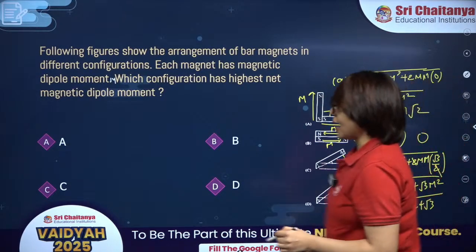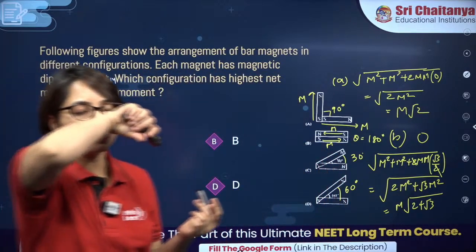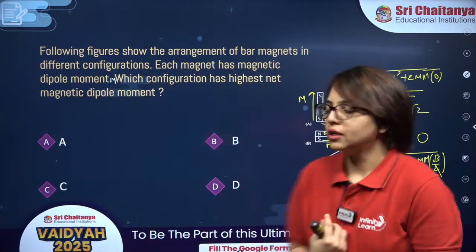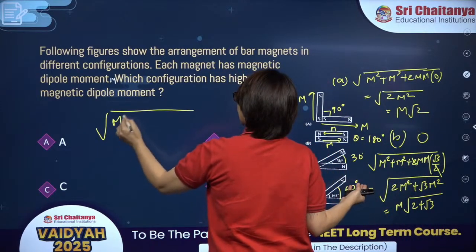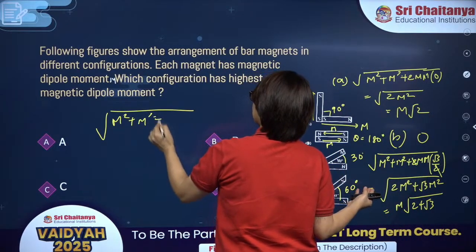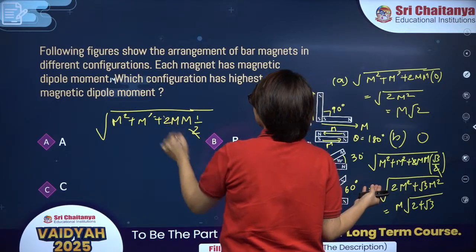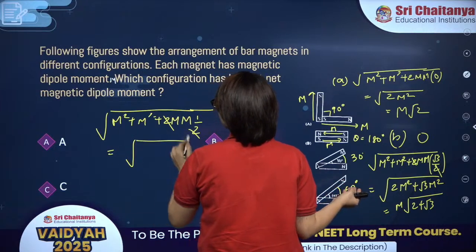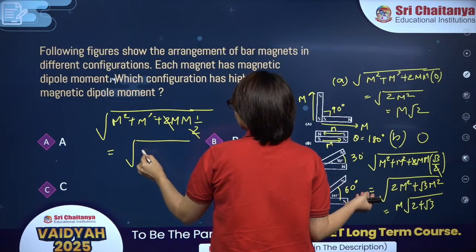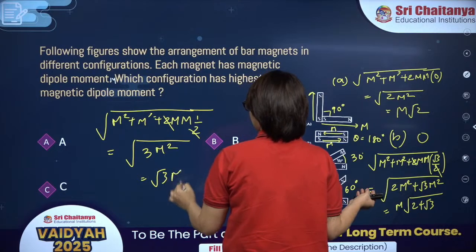For the fourth one, the angle is 60 degrees, right? Cos 60 degrees is 1 by 2. So in this case, it will be under root of m1 square plus m2 square plus 2 m1 m2 cos 60 degree, which is 1 by 2. So it will be under root of 3m square, so it is root 3 times m.